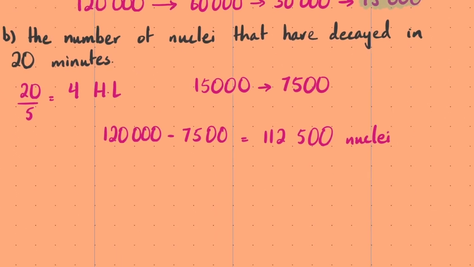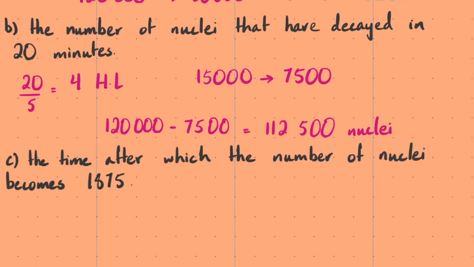Let's go on to another part. The next part asks the time after which the number of nuclei becomes 1875. So again, till 4 half-lives we know that this becomes 7,500. So let's not do all that working all over again. So 4 half-lives makes it 7,500. And now what we need to do is keep going until we hit this number, 1875.